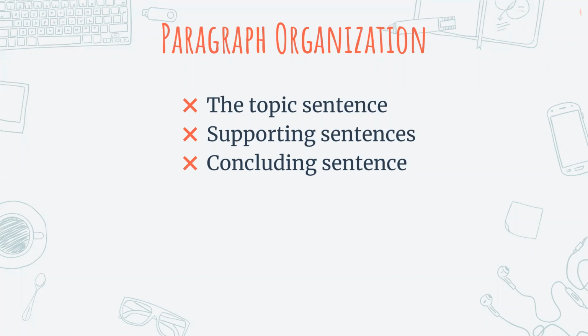Okay, there is a basic structure for writing academic paragraphs, and a well-written paragraph has a topic sentence, supporting sentences, and a concluding sentence. These are the main points that we need to discuss today: the topic sentence, supporting sentences, and concluding sentence, which we also call the final sentence in the paragraph. So let's begin with the topic sentence.